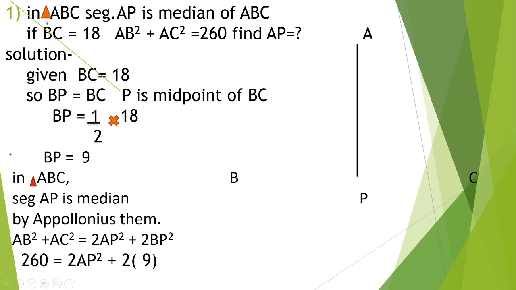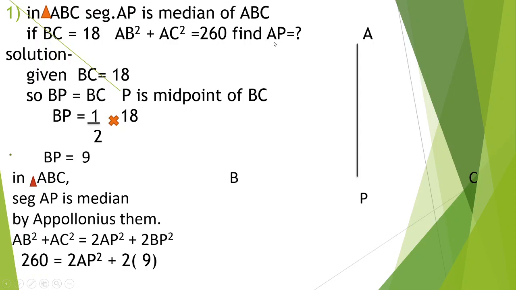I will read the first question, then you listen carefully and write in your notebook. In triangle ABC, segment AP is a median of triangle ABC. If BC is equal to 18 and AB square plus AC square is equal to 260, find AP. It means you have to find the value of the median of triangle ABC.